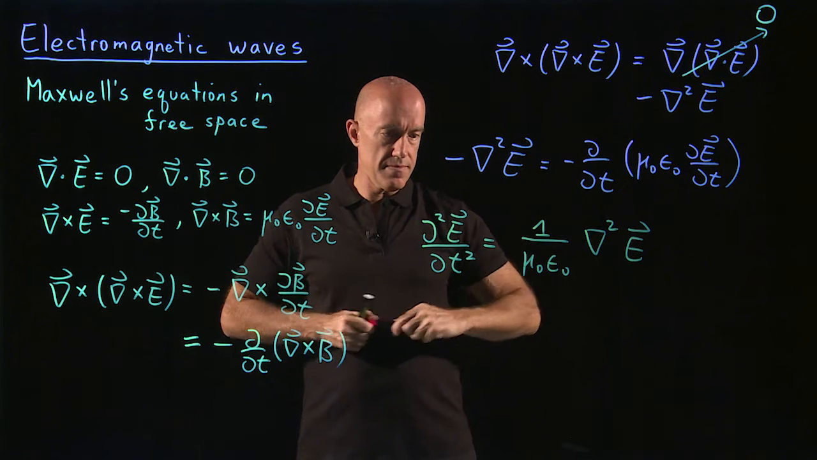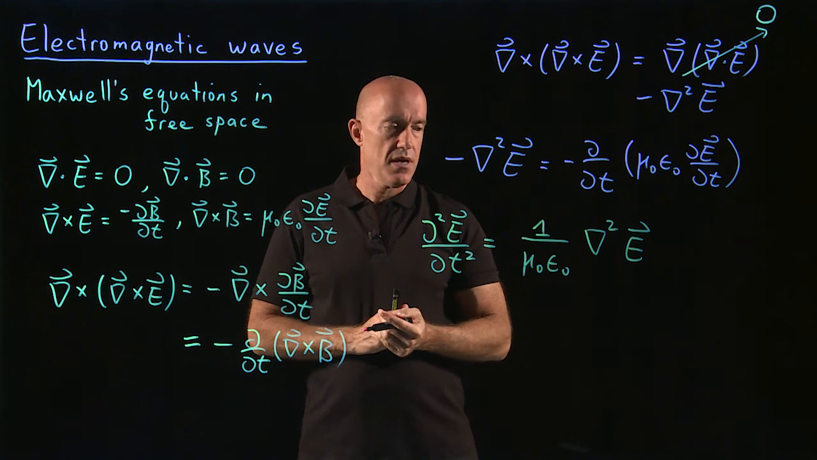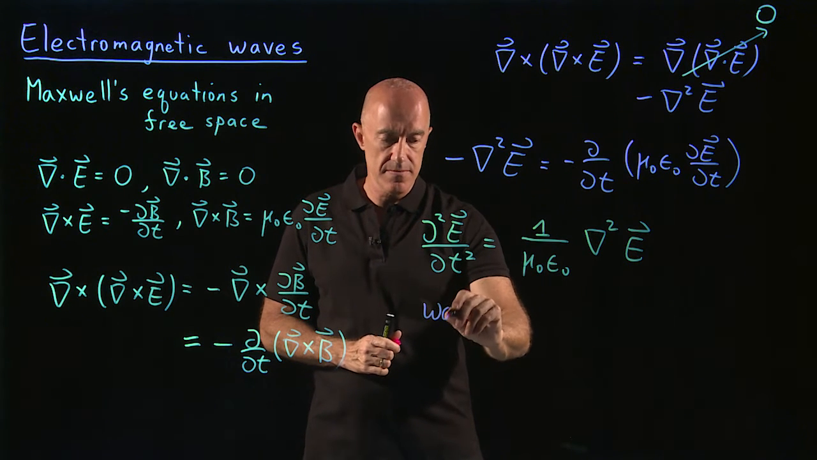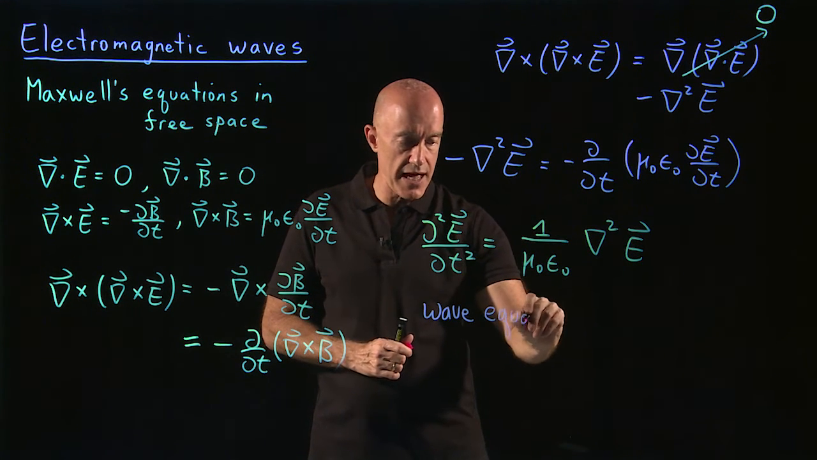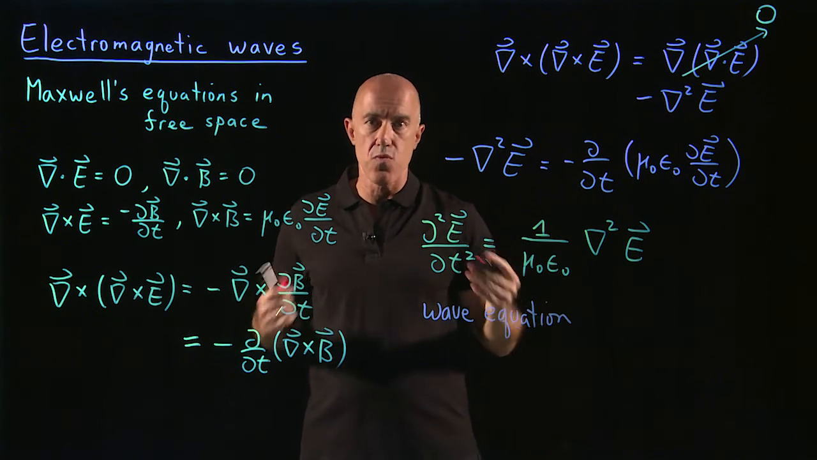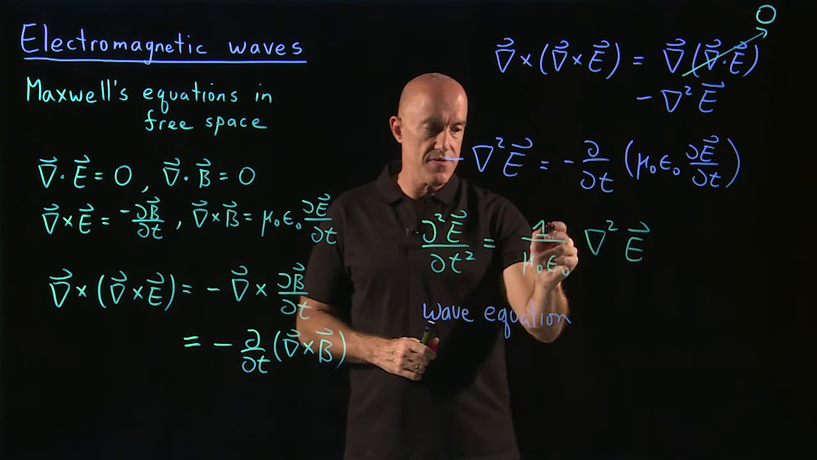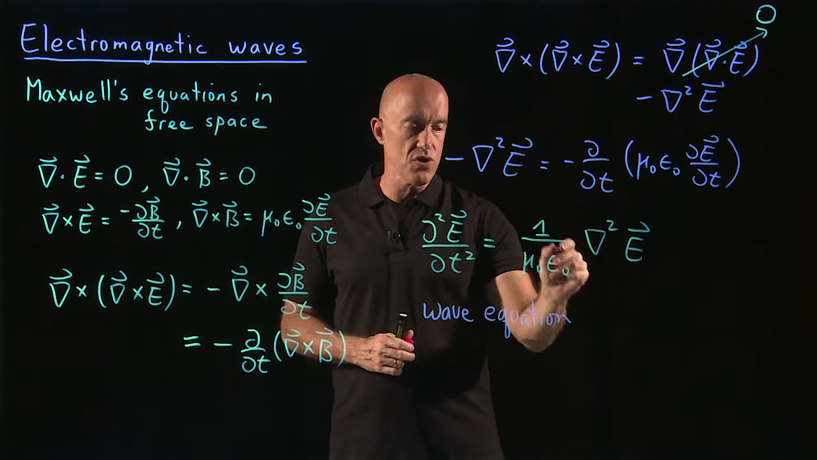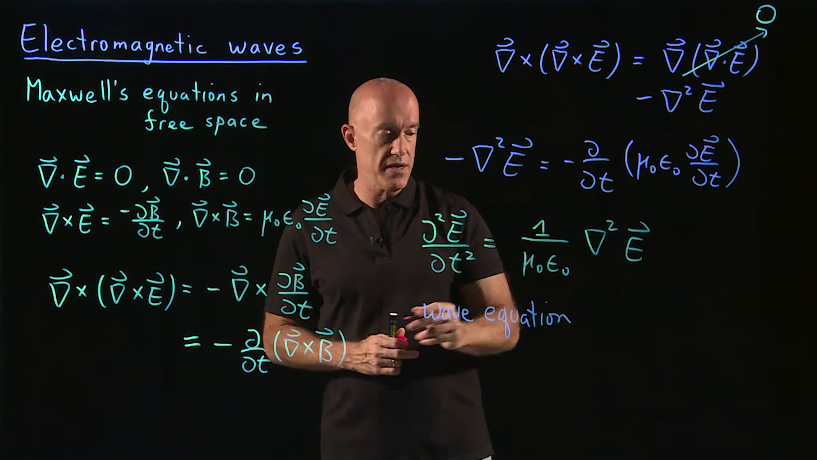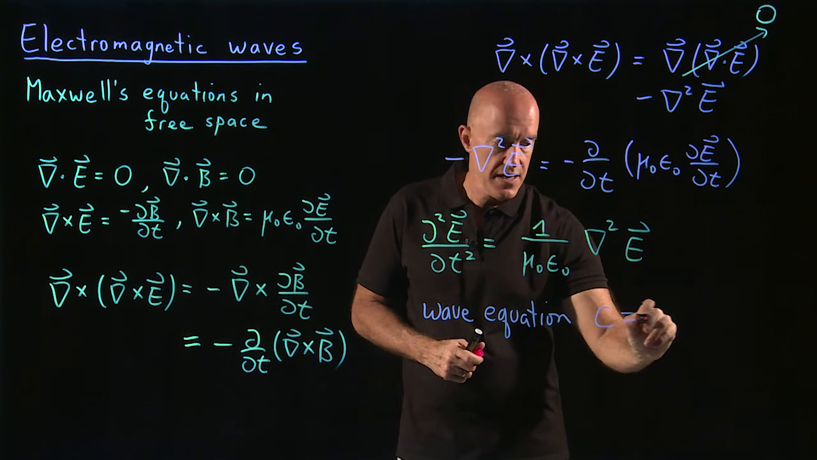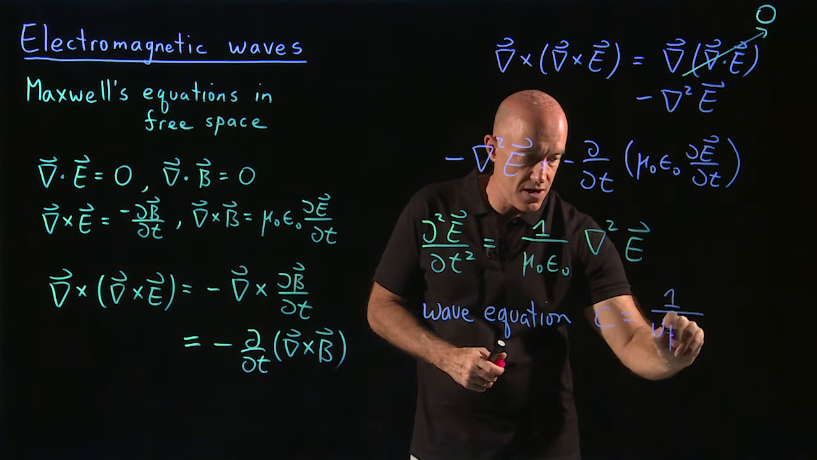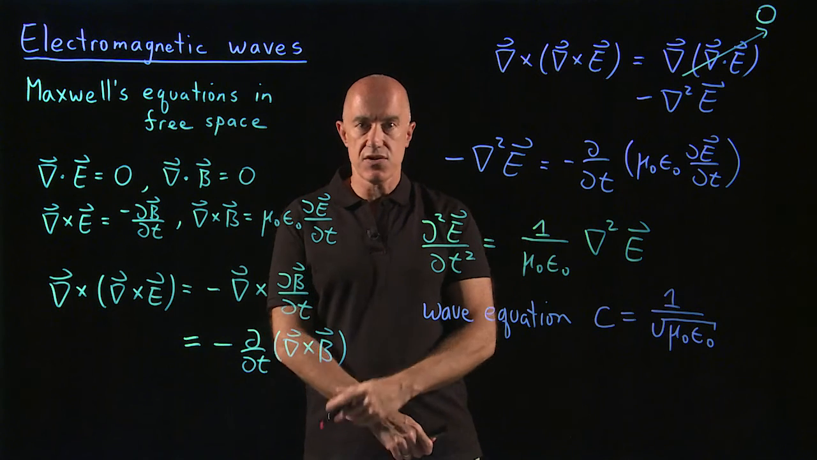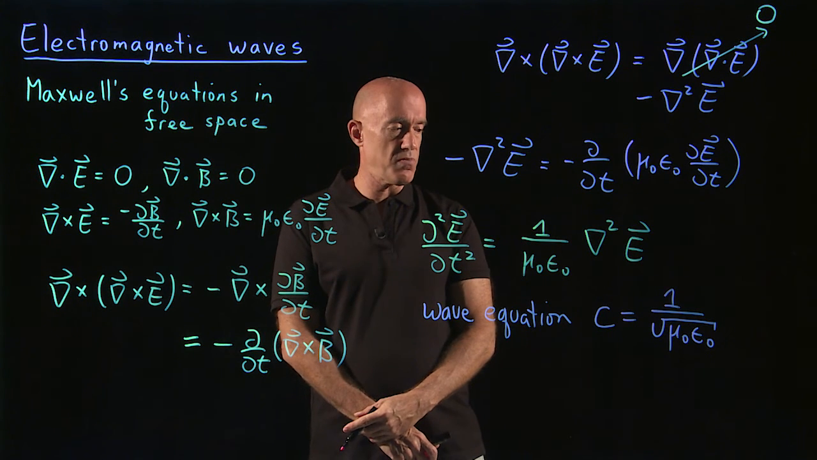Okay? This is one of the PDEs that I wrote when we started talking about the Laplacian. This one is the wave equation. We won't do that in this class, but this wave equation admits waves as solutions. And this term here is the square of the speed. So this 1 over mu naught epsilon naught is c squared. So the speed of the wave is 1 over the square root of mu naught epsilon naught. Okay? Usually the speed of light is called c. This is the speed of electromagnetic waves.